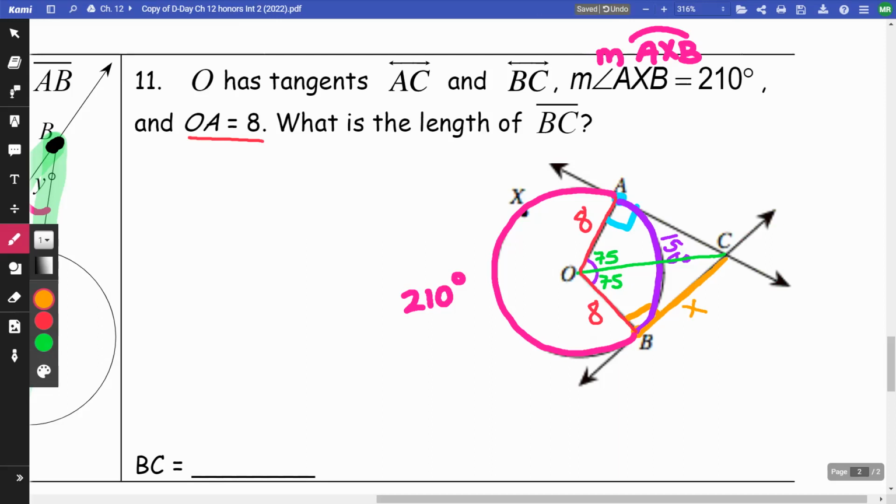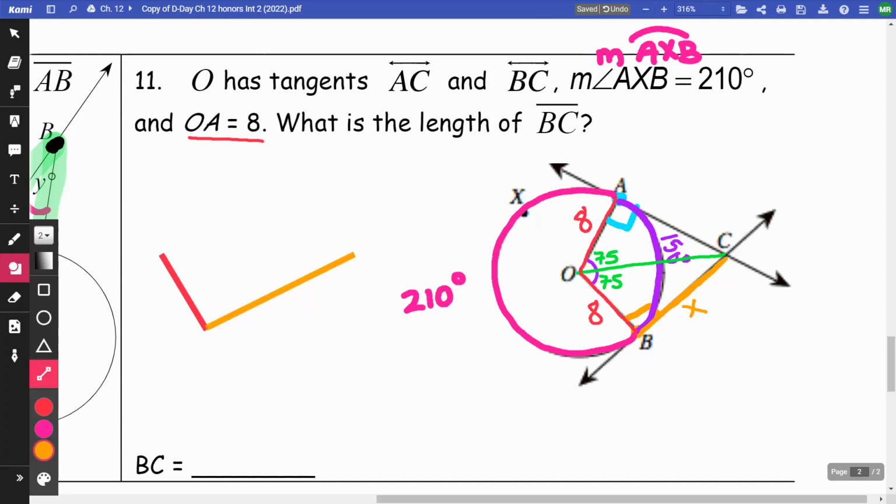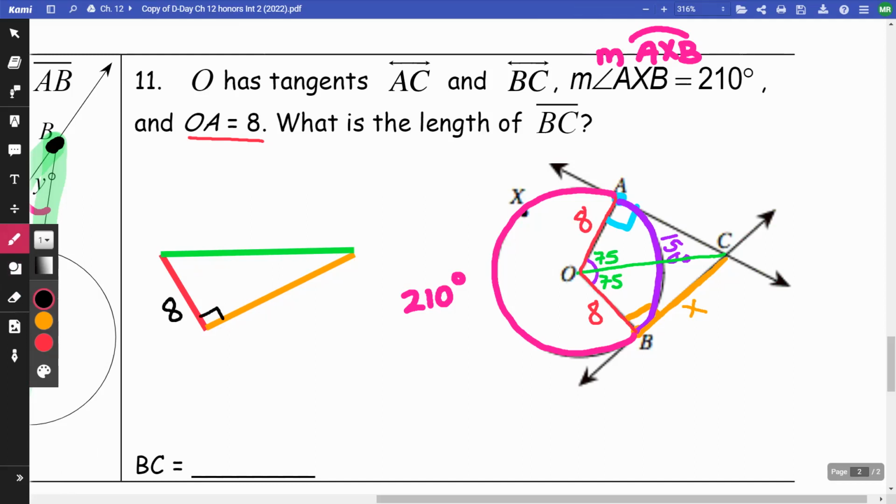So if I'm trying to find that, I am going to use trig. So I basically have a right triangle. And my right triangle, I have this side, I have this side, and I have this side, okay? And let me just draw in, this is where my right angle is. I know that this is 8. I'm trying to find this. I know that this is 75 degrees.